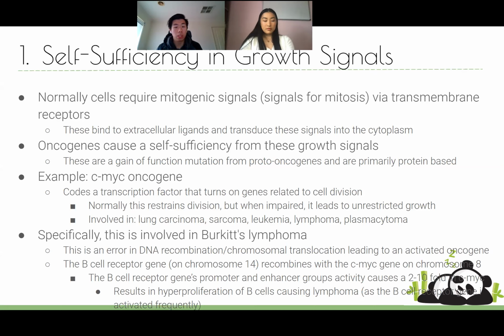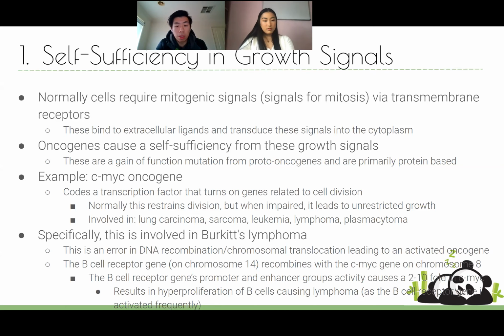One of these involved is the Burkitt's lymphoma Alina was talking about before. So this is where there's a translocation from a B cell receptor on chromosome 14 with a recombination with the c-myc gene on chromosome 8. Because your B cell receptor gene on chromosome 14 will be activated a lot, because I guess normally you need to produce antibodies.